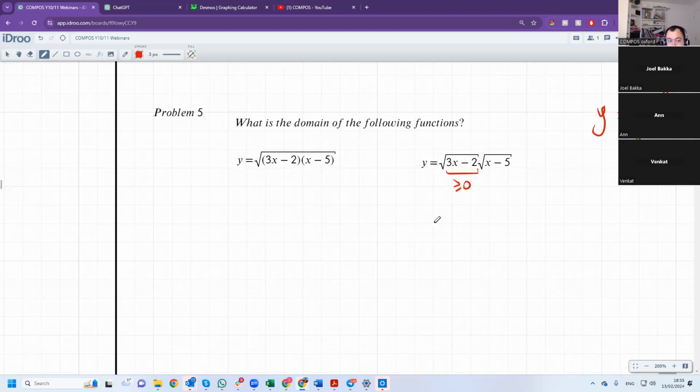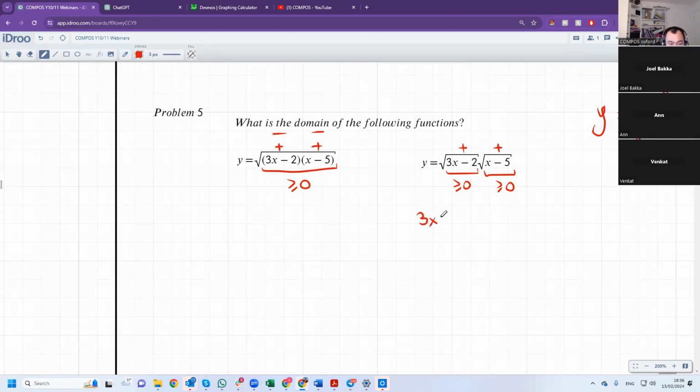Well, in this case, you're taking the square root of this, so this has to be greater or equal to 0. And this has to be greater or equal to 0. Whereas here, you have the whole thing has to be greater or equal to 0. What does that mean? That means this has to be positive, so this has to be plus, and this has to be plus. But here, you can either have plus, plus, or you can have minus, minus. So they're allowed to be both negative.